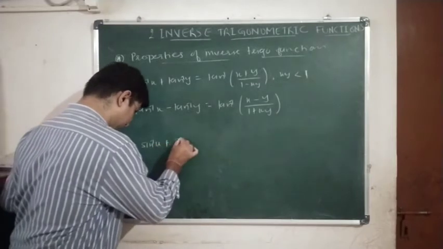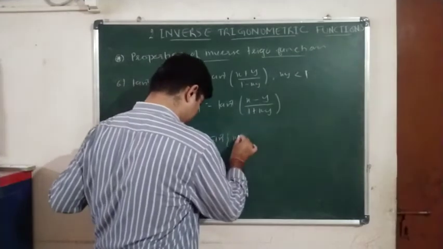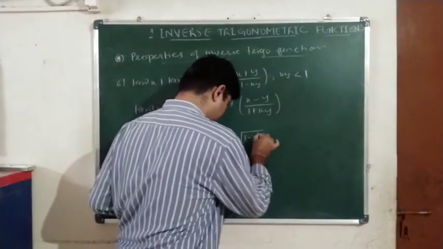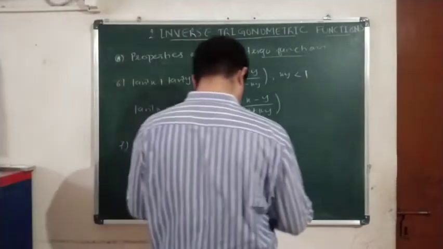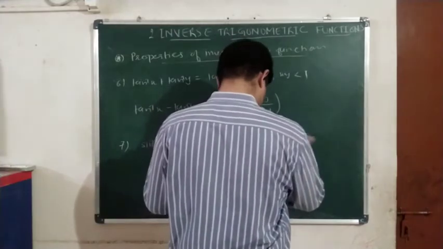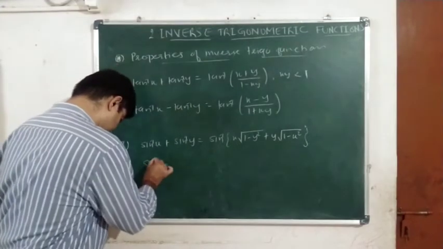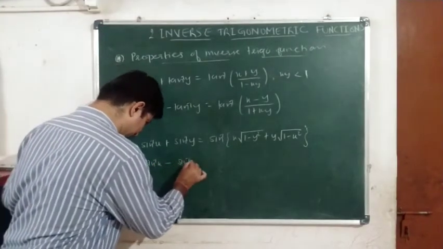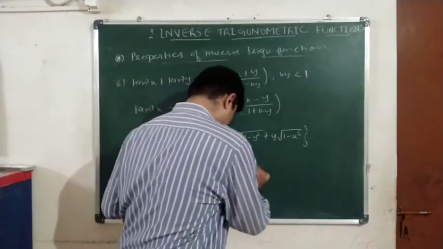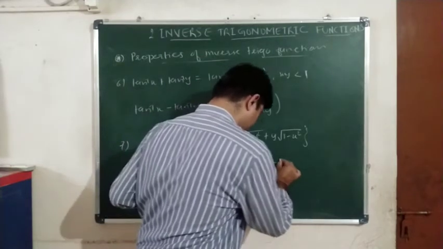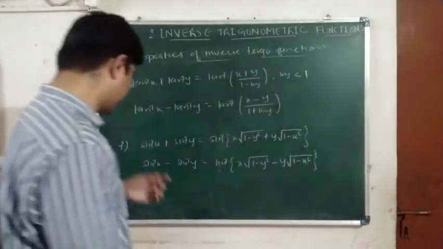Sin inverse x plus sin inverse y is equal to sin inverse of x into square root of 1 minus y square plus y into square root of 1 minus x square. Similarly, sin inverse x minus sin inverse y is equal to sin inverse of x into square root of 1 minus y square minus y into square root of 1 minus x square.